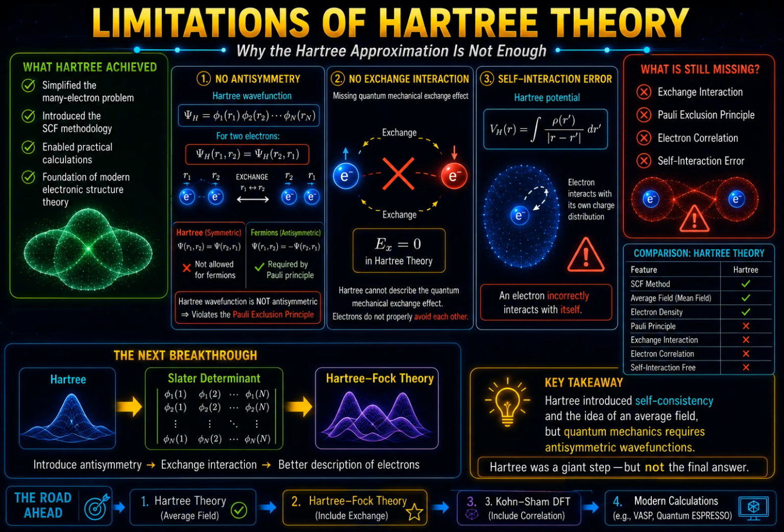Another limitation is the absence of exchange interaction. Quantum mechanics predicts that identical electrons influence one another through exchange effects, but these effects are missing in Hartree theory. Hartree theory also suffers from self-interaction error, where an electron incorrectly interacts with its own charge density. Finally, electron correlation effects are completely neglected. Therefore, while Hartree provides an excellent conceptual framework, it is not sufficiently accurate for quantitative predictions.